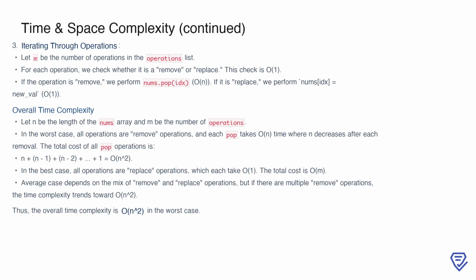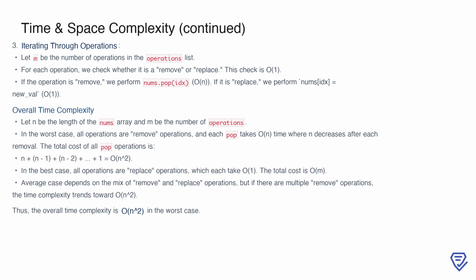Checking whether an operation is a remove or replace is an O(1) operation. For a remove operation, the time complexity of nums.pop(idx) is O(n), as explained earlier. For a replace operation, the complexity is O(1). Now, looking at the overall time complexity, if all operations are remove, the total cost involves summing the lengths of the array as it decreases with each pop, n plus n-1 plus n-2 plus down to 1, which evaluates to O(n squared).